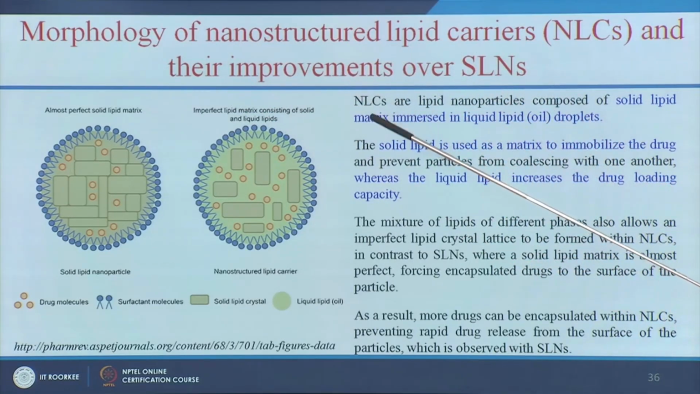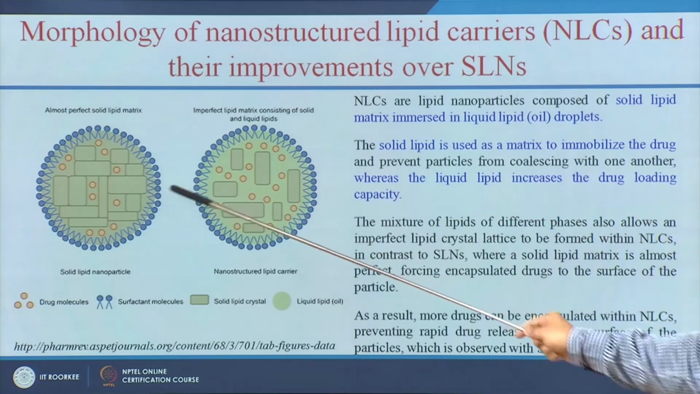So, let us see the morphology of nanostructured lipid carriers and their improvements over SLNs. Here the nanostructured lipid carriers are lipid nanoparticles composed of a solid lipid matrix immersed in liquid lipid droplets, okay. This solid lipid is used as a matrix to immobilize the drug, and it will prevent the particles from coalescing with one another, and also the liquid lipid increases the drug loading capacity.